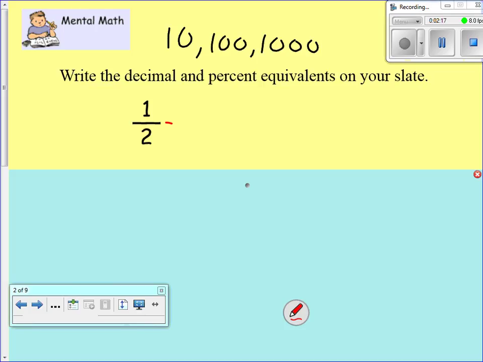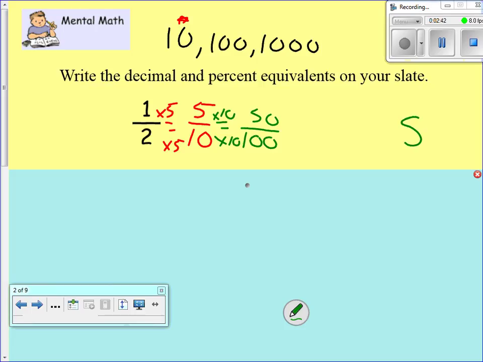Half, we have to change this into something with a 10. So this becomes times 5 equals 5/10. Now we're going to change this into 100. Times 10 times 10. Now we have 50 over 100. We know what that means. We know that's 50%, right? Because it's already out of 100.